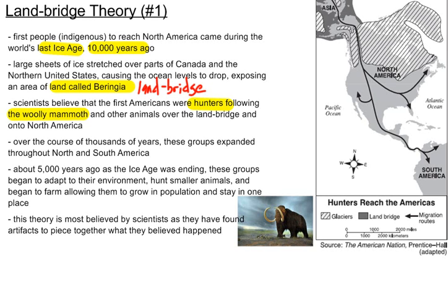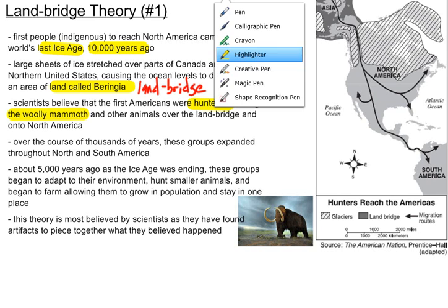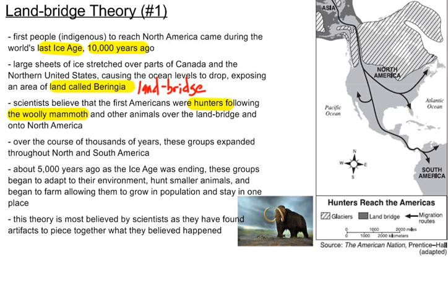Now, over the course of thousands of years, these groups are going to expand and spread out into different parts of North and South America. About 5,000 years ago, as the ice age ends, these groups are going to begin to adapt to their environment, hunt different animals, and more specifically, start to farm, which allows them to grow their population, allows them to stay in one place, and, if you remember from the last video, become domesticated.